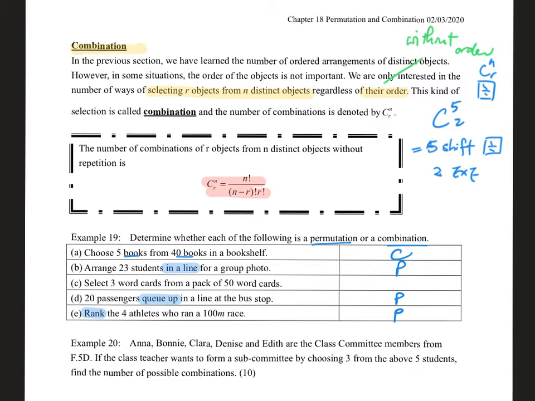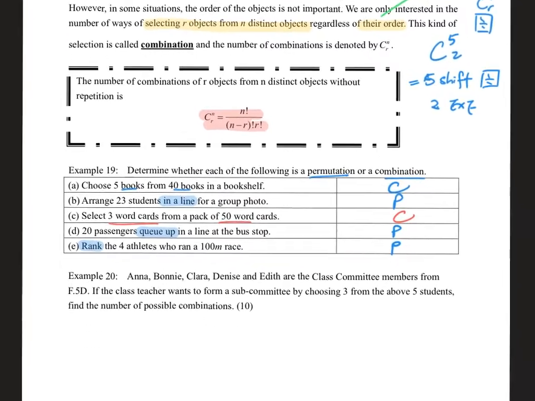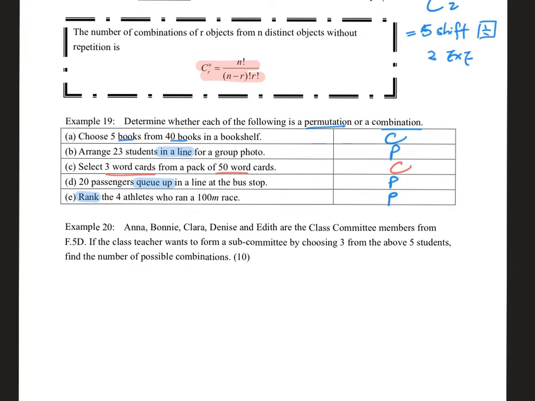While the last one in part C, you just pick 3 word cards from 50 cards. It's not talking about order, so it's called combination. Let's see if this example helps you understand the difference between combination and permutation first, because it will be very important for you to do the question with the proper term or proper symbol.